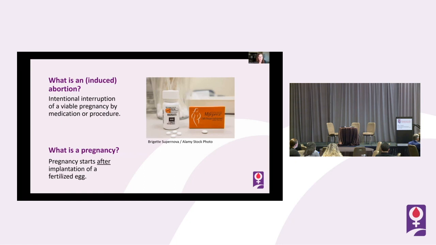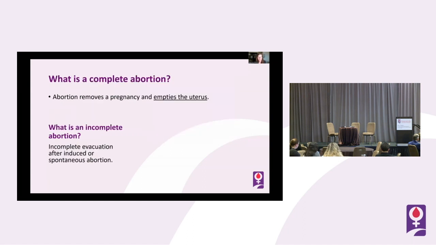First, a bit about terminology. The medical definition of induced abortion is the intentional interruption of a viable pregnancy by medication or procedure. Viability is usually defined as the expected potential of postnatal survival. The medical and legal definition of pregnancy is the conclusion of implantation. But regardless of the initial status of the pregnancy or whether induced or spontaneous, the entire process of abortion is complete evacuation of the uterus. An abortion is incomplete if there's blood clot or placental fragments remaining.